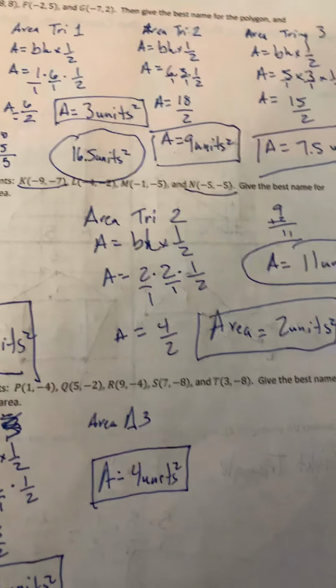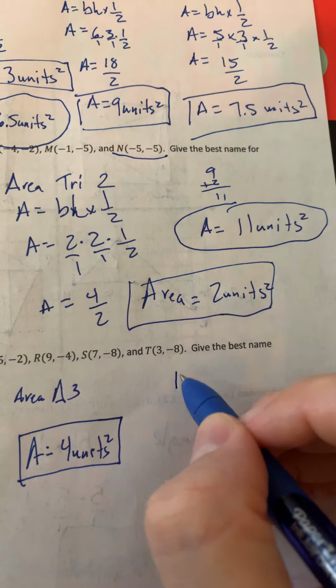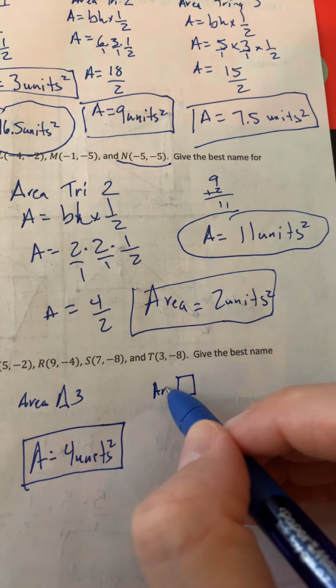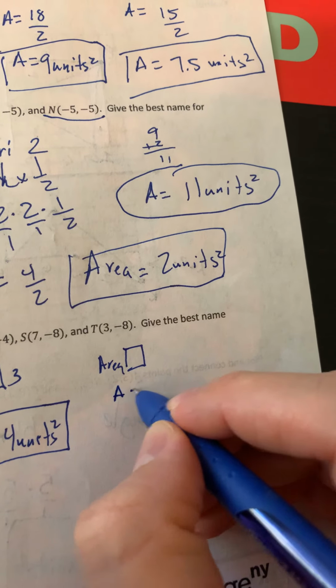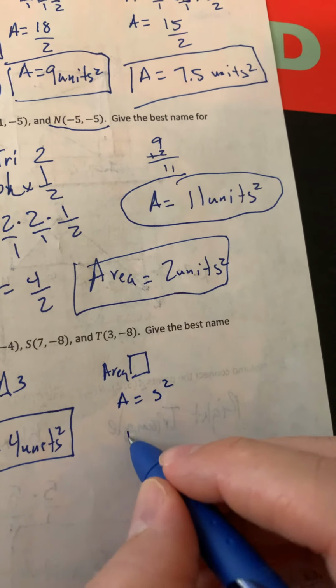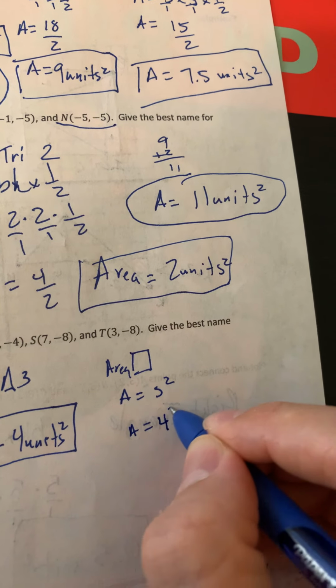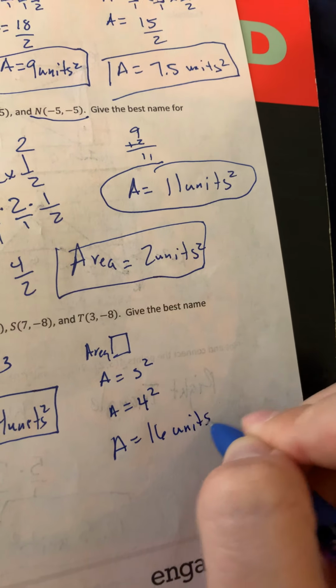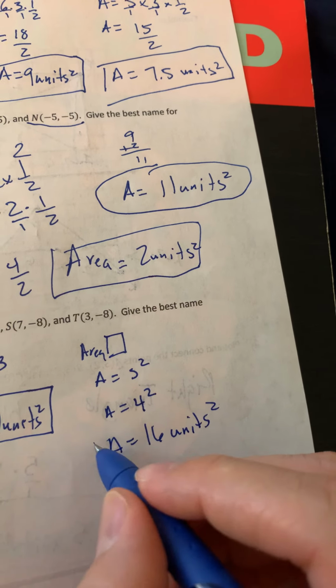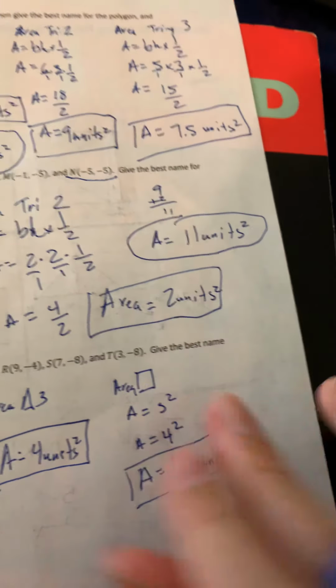And my last one, I'm gonna focus on the area of the square, which is this one, which is a 4x4. Area equals S squared, side squared, which is side 4 squared. Area equals 16 units squared, because 4 times 4 is 16.